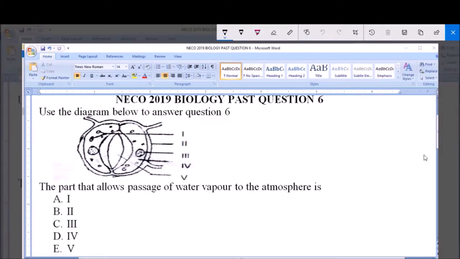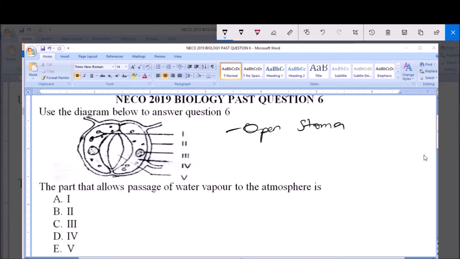I will be answering NECO 2019 biology past question 6. Use the diagram below to answer question 6. Now this is the diagram given to us, and this diagram represents an open stomata or open stoma, and like we know, it regulates the exchange of gases in plants.